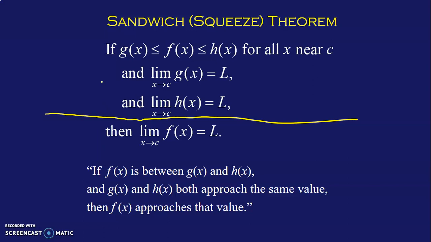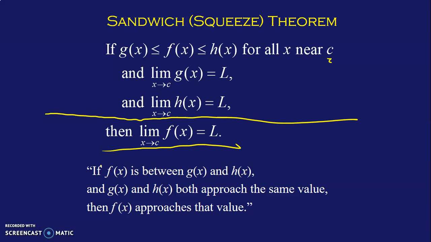If everything above this yellow line is true, then we can conclude this piece right here. So if the function g of x is less than f of x is less than h of x, for all the x values near a specific x value, the one that we're going to be looking at, and the limit as x approaches c for g and the limit as x approaches c for h are both the same value, then the function that's in between g and h will also be approaching the same value. Now keep in mind this is all limits.